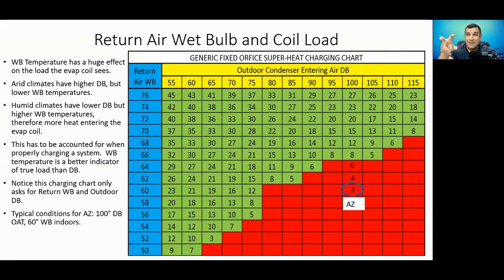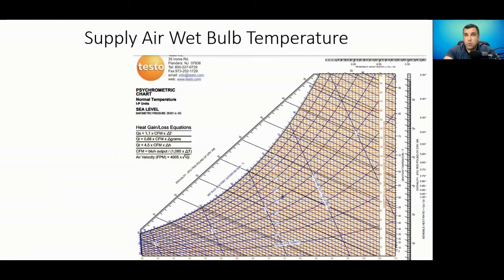Now let's take that same exact unit and pluck it out of Phoenix, Arizona, and drop it in Charlotte, North Carolina, where the conditions there are 90 degrees dry bulb outside temperature, but 65-degree wet bulb indoors. So it's much higher wet bulb temperature indoors because there's more humidity in the air. What is our target superheat then? Now it's 10 degrees. So do you see that it's very important for us to be able to read wet bulb temperature when we're charging a unit, because that greatly affects how much refrigerant we're going to put in that system.